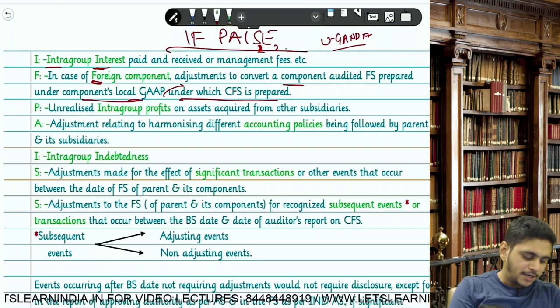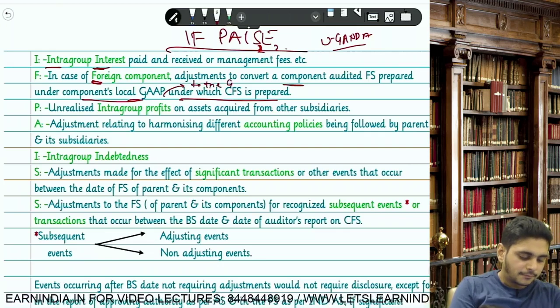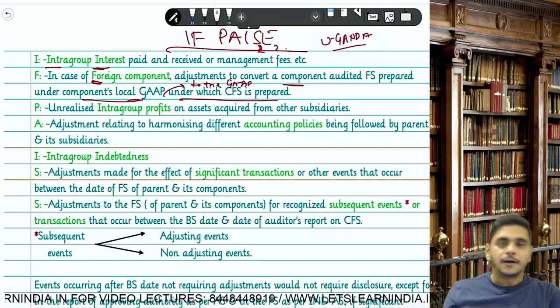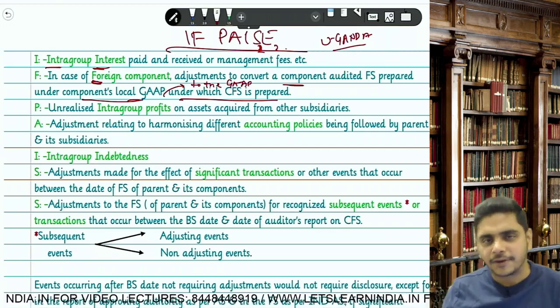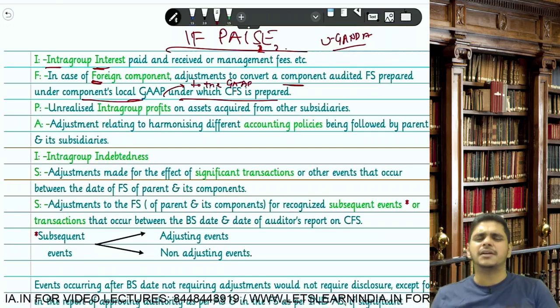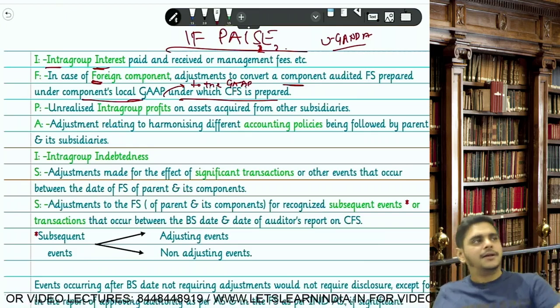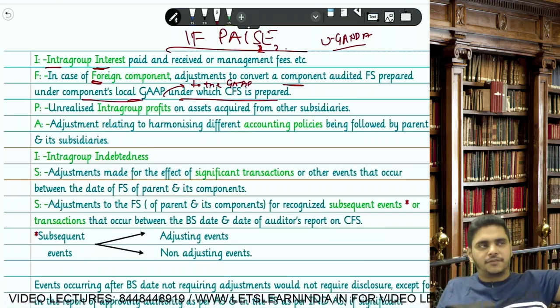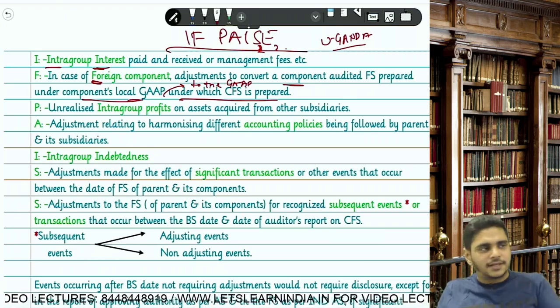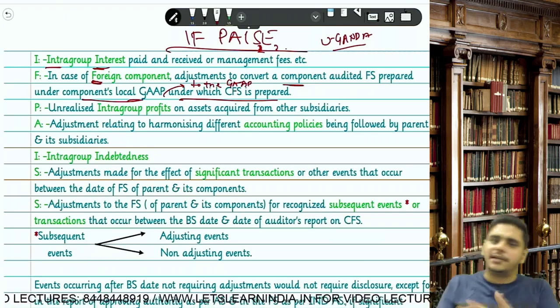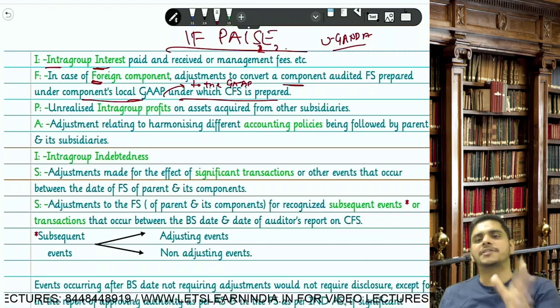Here one phrase would be added: to the GAAP under which CFS is prepared. So in simple words we'll say GAAP conversion. In case of foreign components, GAAP conversion. That's implied: the Uganda company will prepare accounts as per Uganda law, then you have to convert as per Indian law, called Indian GAAP.